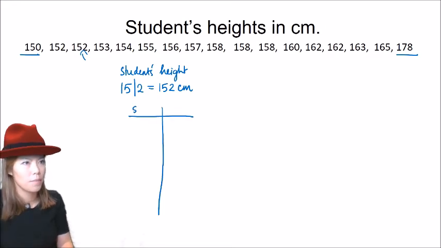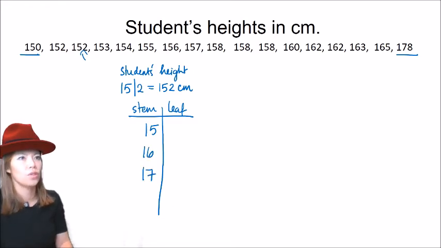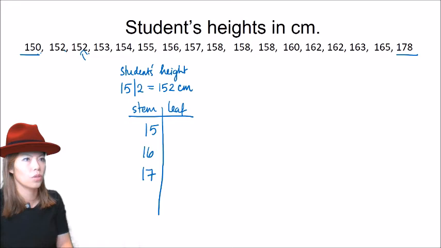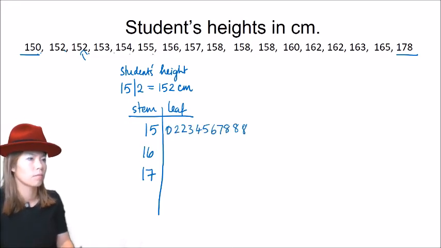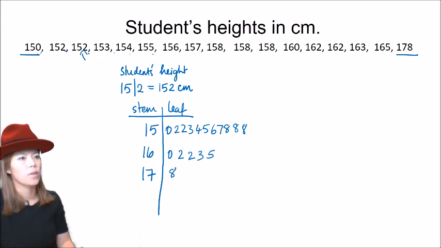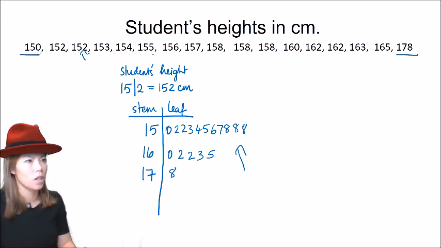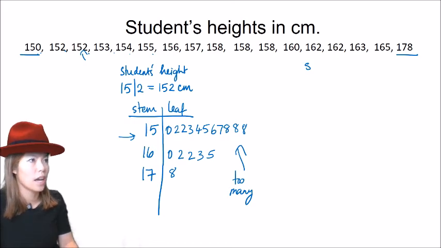So stem, leaf, and we're going from 150 something to 170 something, 15, 16, 17. Now we're going to see an issue very soon. So 0, 2, 2, 3, 4, 5. So I'm going to put them in the leaf. Okay, we can see that this is a lot of values, and we don't like that. Therefore, we're actually going to split each of these intervals into two parts. So this is what it actually should look like.